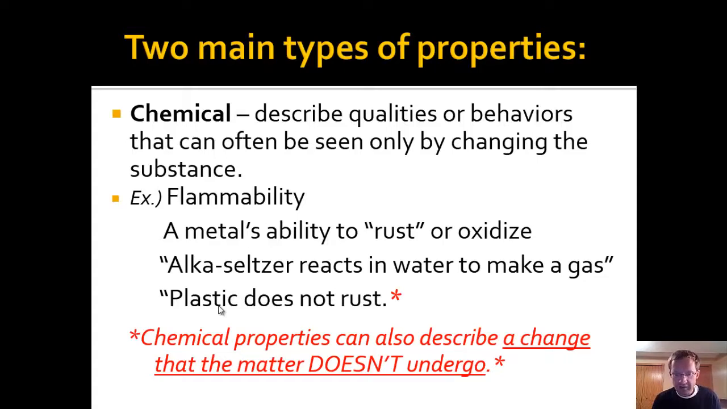Wood does not dissolve in water. Okay, that's talking about a property that does not happen. So a lot of times properties, both chemical and physical, can talk about things that don't change as much as they talk about the things that do. And of course that's important because we don't want everything to rust. We don't want everything to react with acid. Otherwise, how would we store acid? So the properties that do and don't happen are both super important.